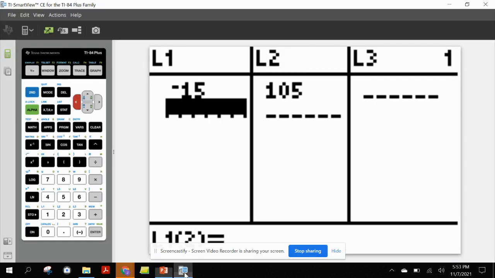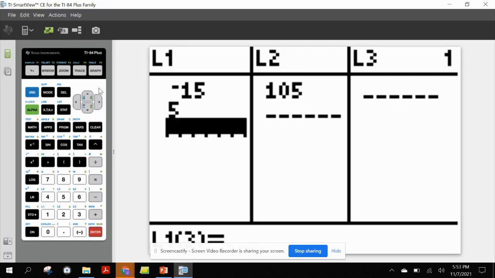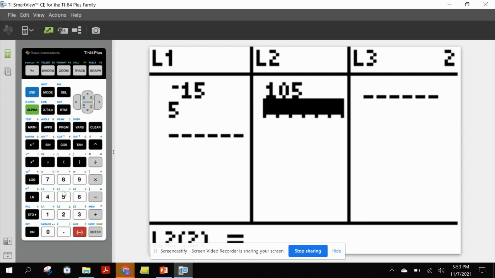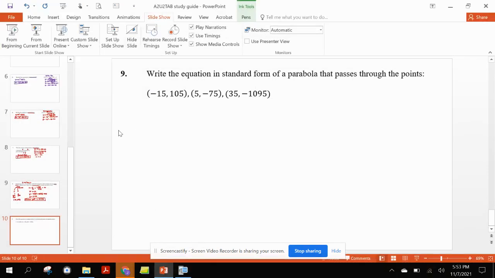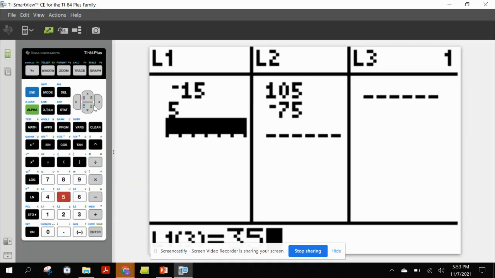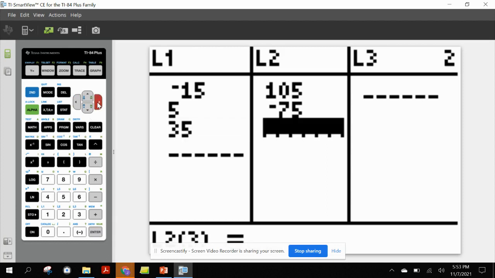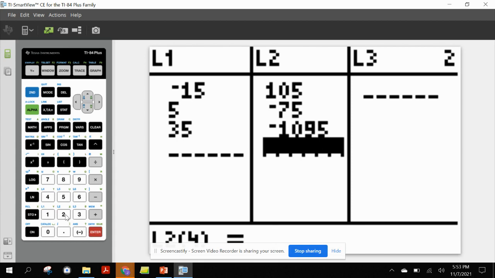The next one was 5, negative 75, so 5 here, and then negative 75 over here. Okay, so we have negative 15, 105, 5, negative 75. And the last one is 35, negative 1095. So for there, 35, enter. And for L2, it was negative 1095. If you have values that are bigger than 1000, don't put the comma because some put a comma between the 1 and the 0. And sometimes it'll think you're entering two numbers. It'll think you're entering negative 1 and then 95. So just leave it without commas.